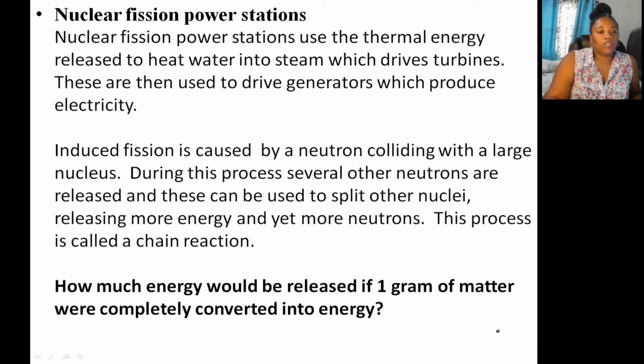So nuclear fission power stations use thermal energy released to heat water into steam, which drives turbines, and these are then used to drive generators which produce electricity. Induced fission is caused by a neutron colliding with a large nucleus.